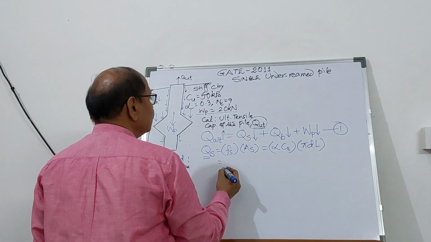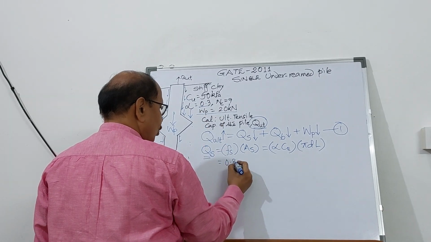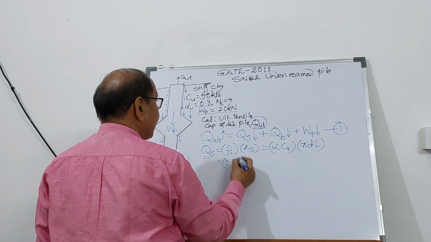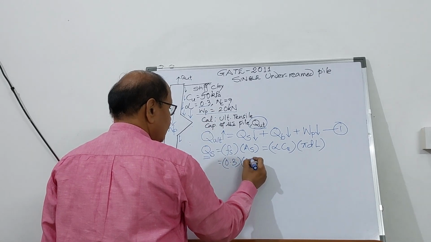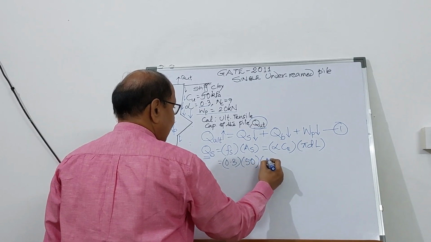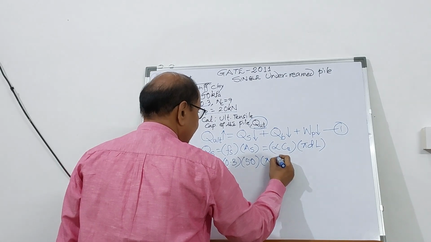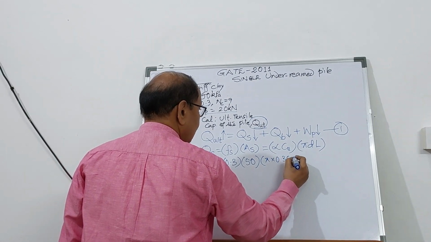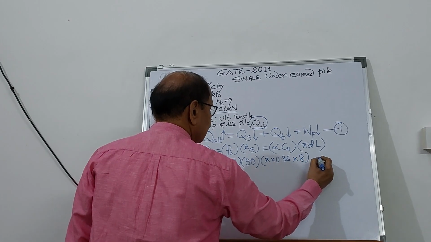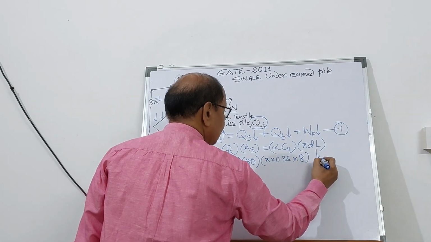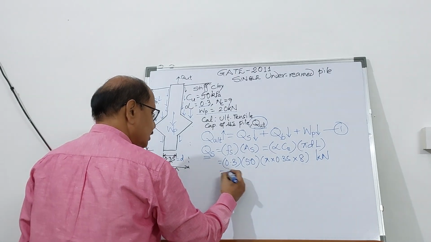So the alpha value is given as 0.3. So it becomes 0.3 multiplied by the value of Cu, which is 50 kilopascal, into pi into the diameter, 0.35 meter, multiplied by the length, given to you as 8 meter. So this will be the value in kilonewton. So you calculate this.